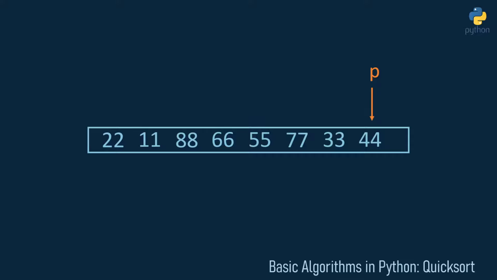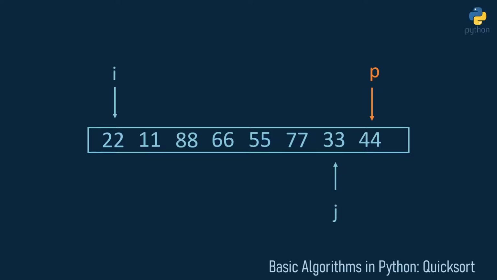Quicksort uses two indexes, i and j, that iterate through this array. Now i goes from left to right in the array, and j goes from right to left in the array. And i looks for an element that is bigger than the pivot element, and j looks for an element that is less than the pivot element.